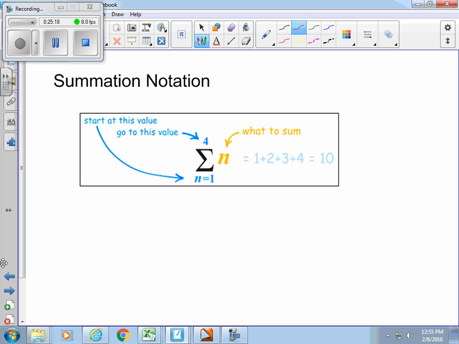Summation notation. If I have the sum of n from n equals 1 to 4, the way you work that is you take this n value and you plug it in for n. And then you go up in integer values. So you go to 2 and plug in 2, then you plug in 3, then you plug in 4. And you stop when you get to this number. You stop when you plug in the 4. And that's how summation notation works.